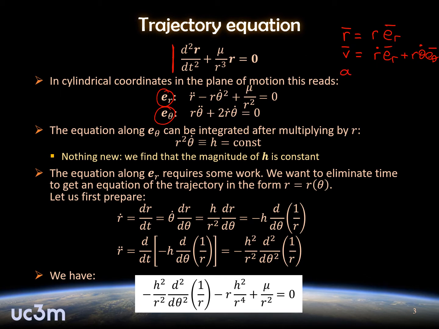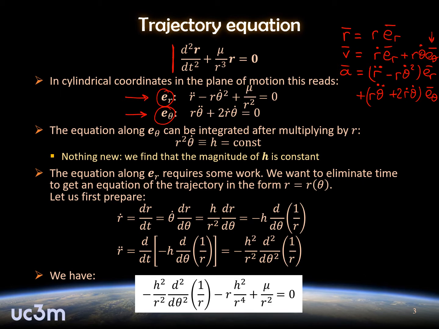Okay, now if we take another step of derivation, the acceleration can be expressed as (r double dot minus r theta dot squared) e_r. Okay, the second term comes from taking derivatives in e_theta in the second term of the velocity, plus (r theta double dot plus 2 times r dot theta dot) in the direction of e_theta. Okay, so when we project in the e_r and e_theta directions, the equation of motion reads like this.